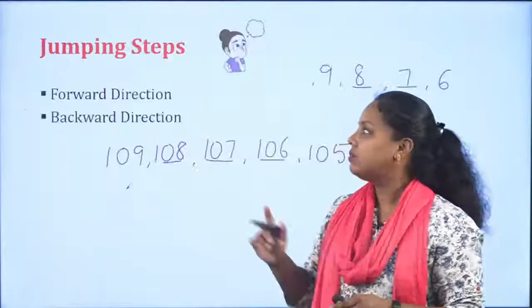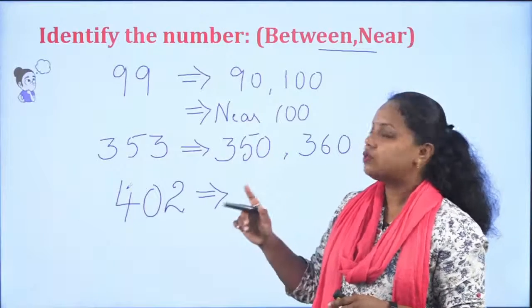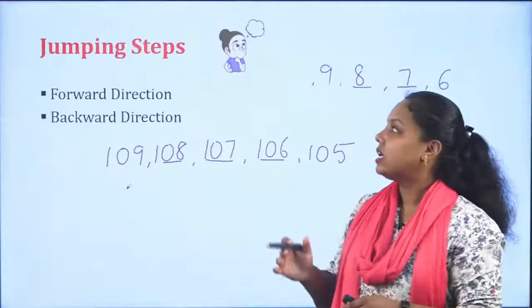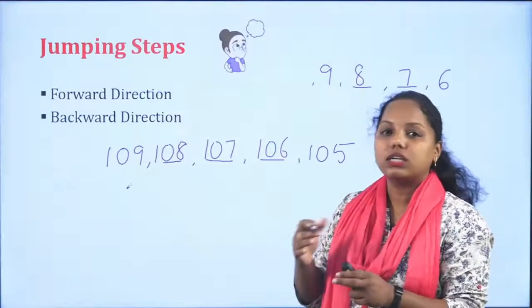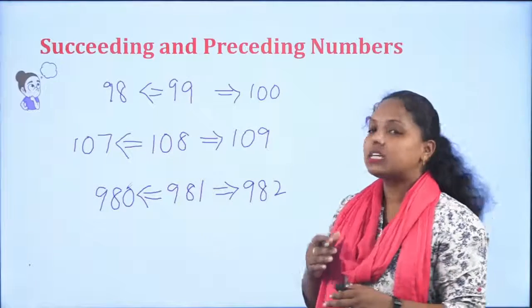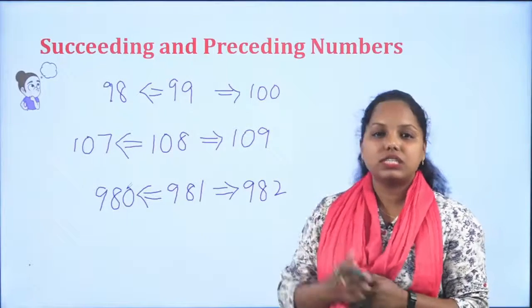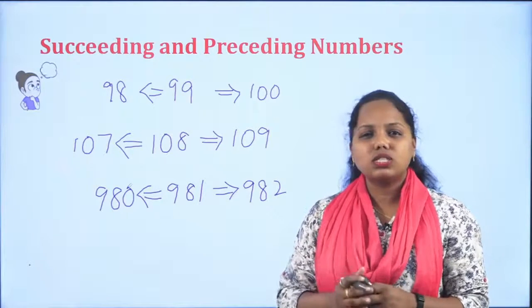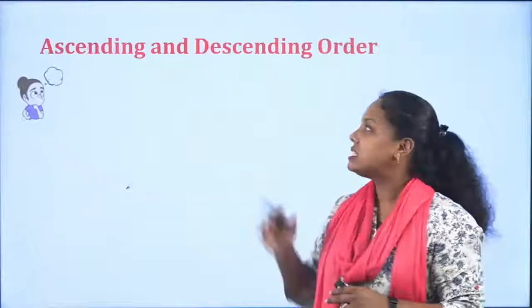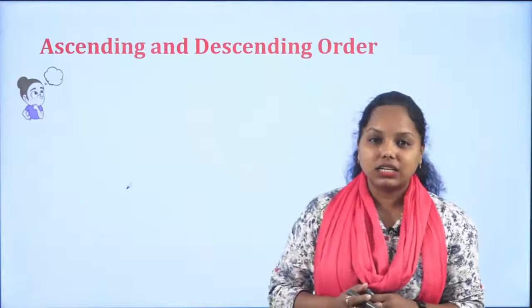So, what have we learned? We have learned 3 topics as of now. That is, identify the number, between, near. Next, jumping forward, that is moving forward direction and the backward direction. Next, succeeding and the preceding number. And the next concept is very, very important for all your standards, that is ascending order and descending order.